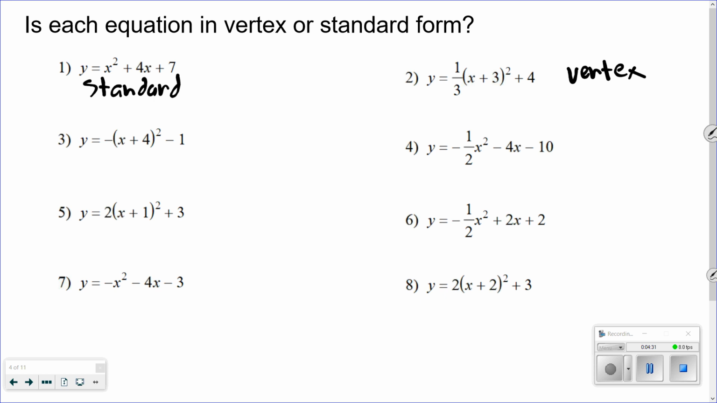You guys take just a second. Pause the video, take just a second and do 3 through 8. All you're putting down is just, is it standard form or vertex form? And then come back and we'll check it together.